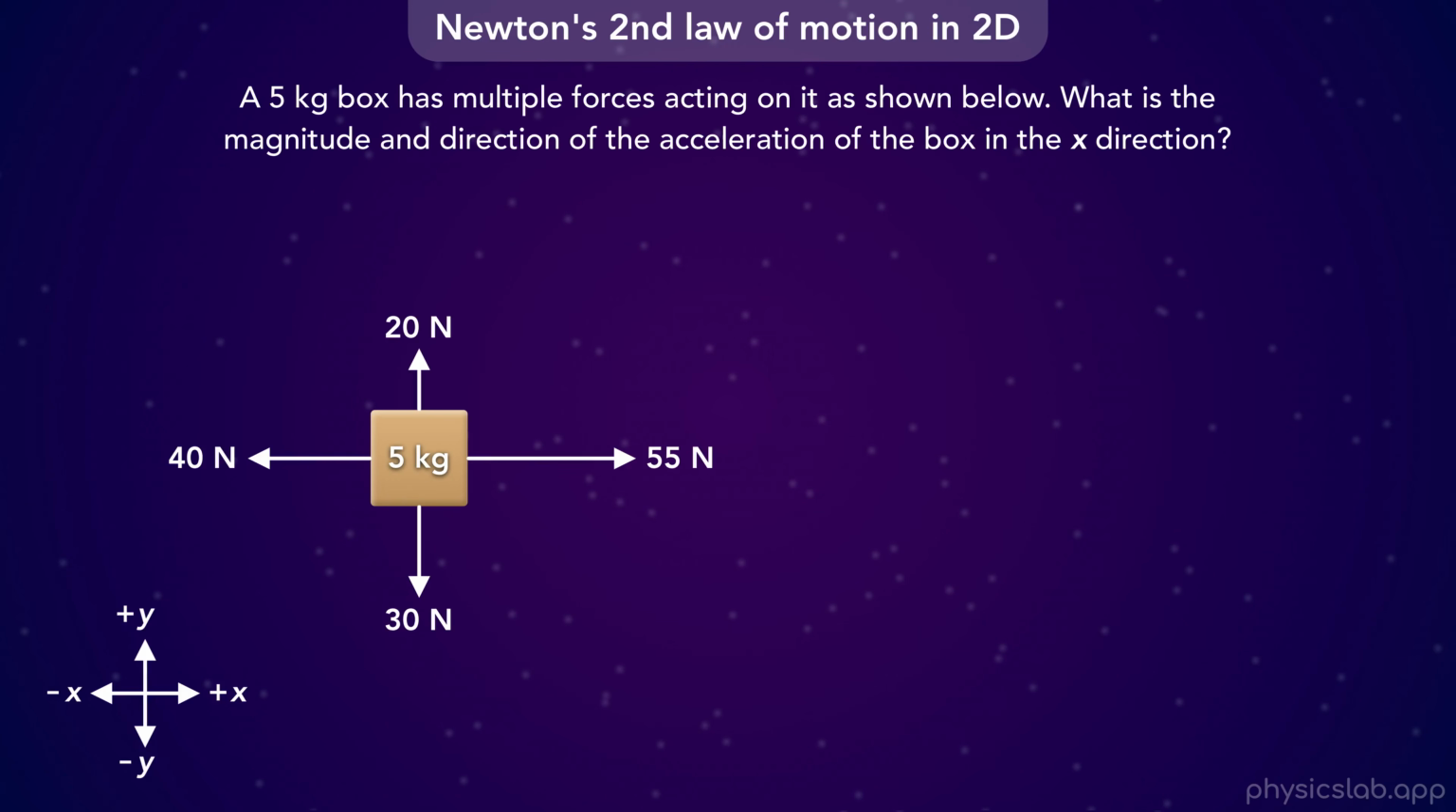So let's walk through an example using numbers. A 5 kilogram box has multiple forces acting on it, as shown below. What is the magnitude and direction of the acceleration of the box in the x direction? So, what is the value of the acceleration, and is it right or left? Pause the video and try answering this question on your own.